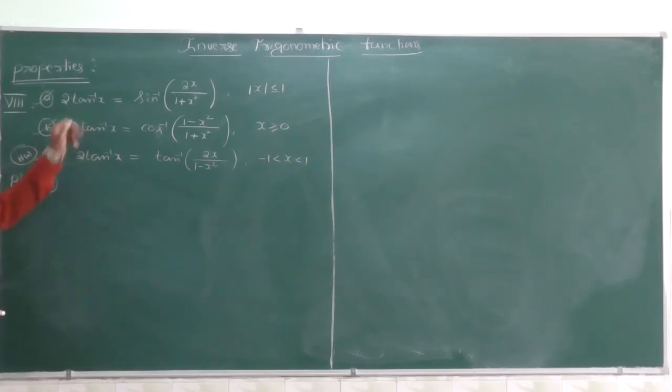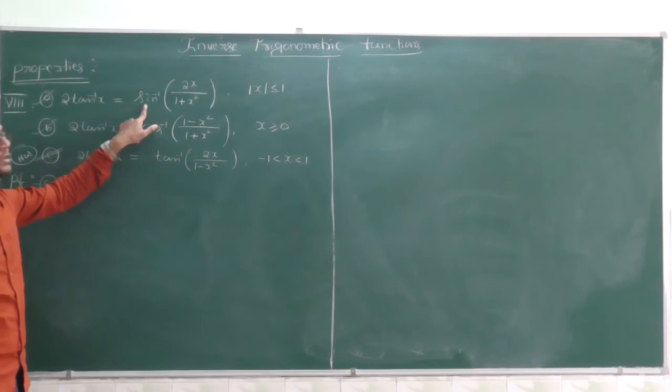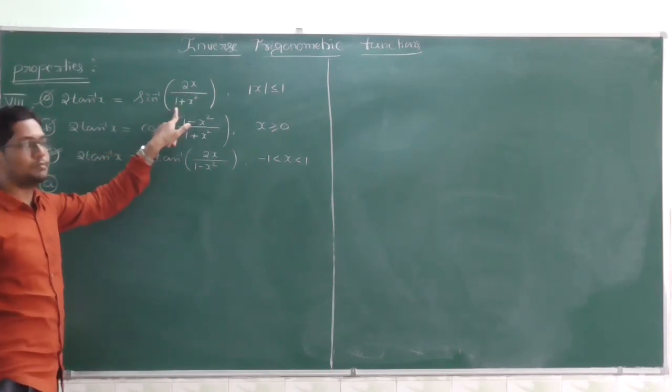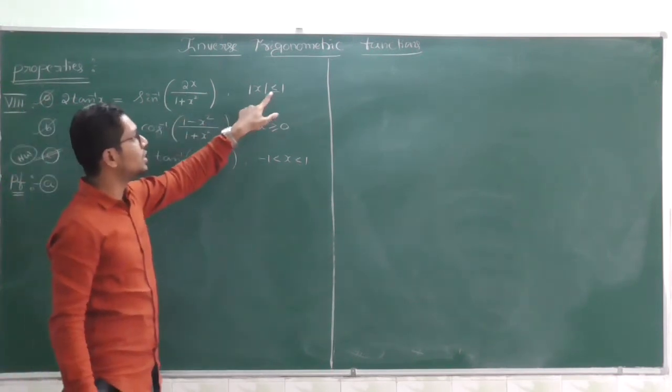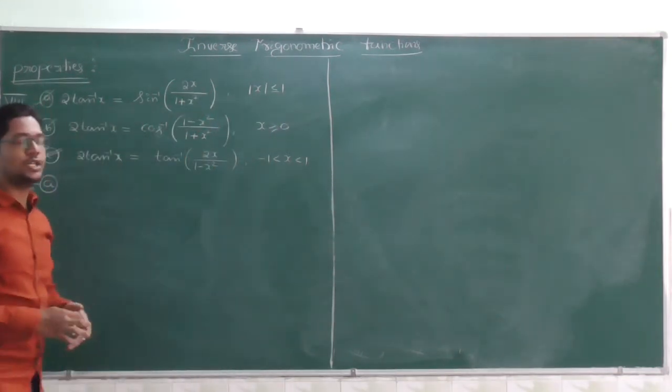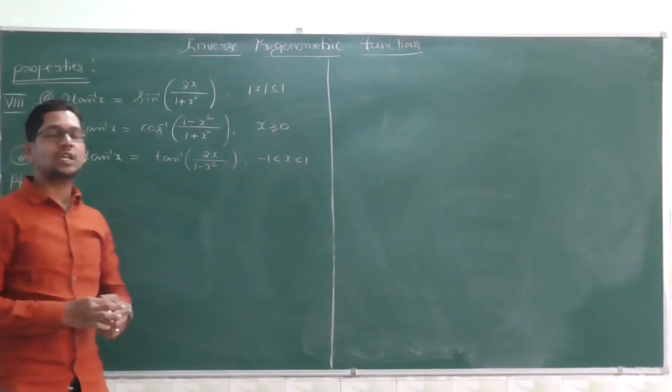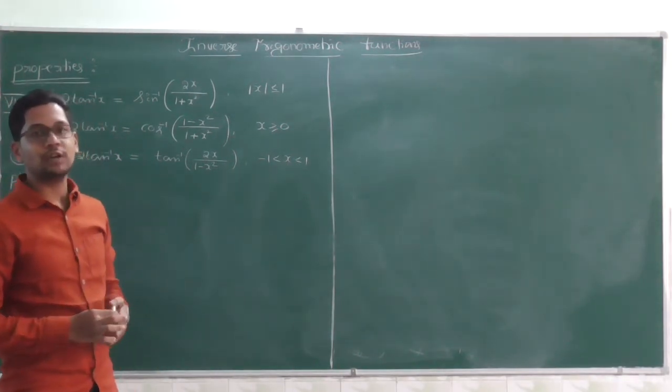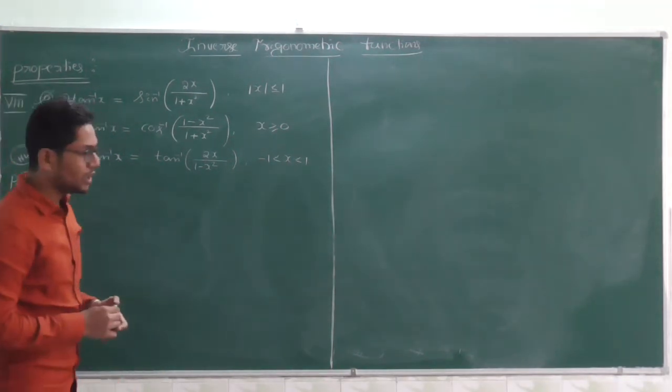Let us prove the first property, that is A. 2 tan inverse x equals sin inverse of 2x divided by 1 plus x square, where modulus x is less than or equal to 1. This property we will prove by the method of substitution.